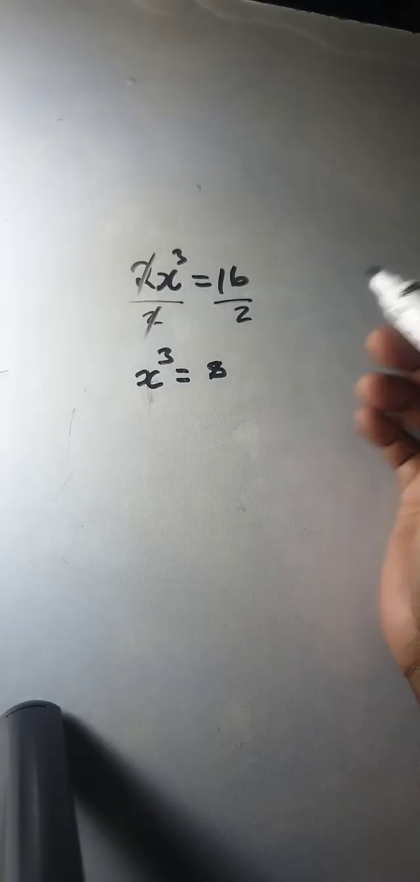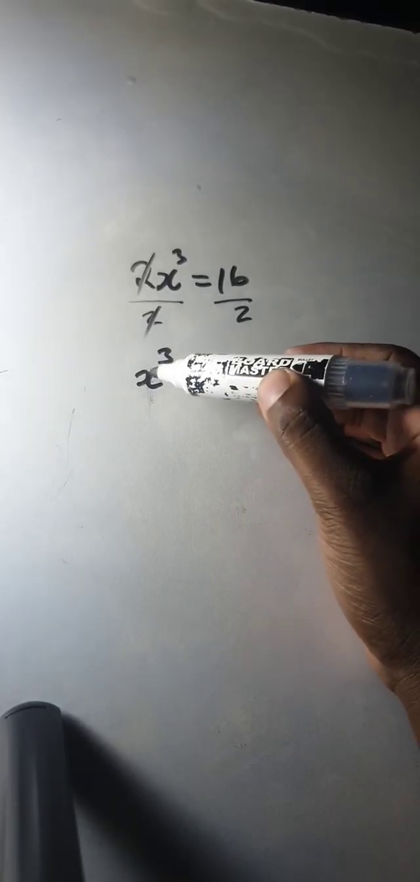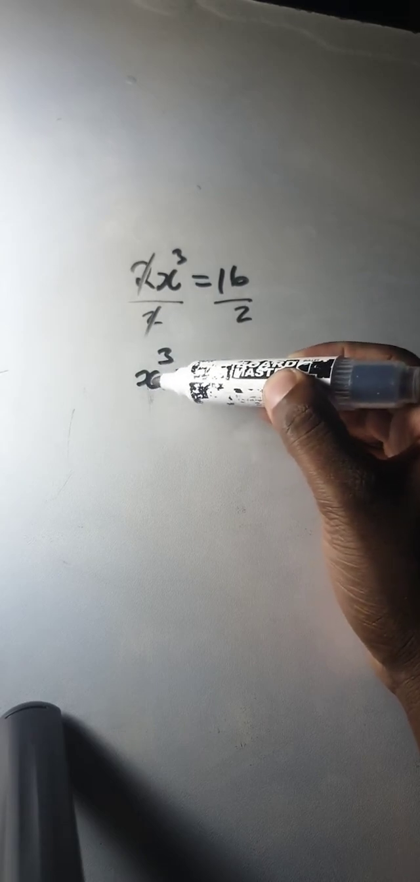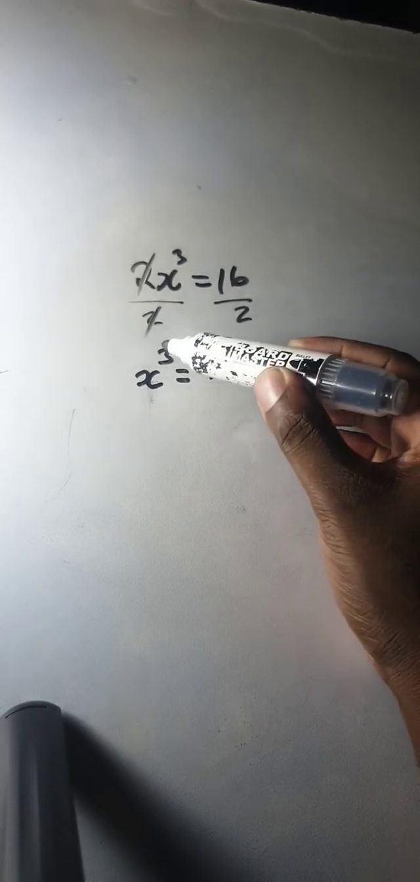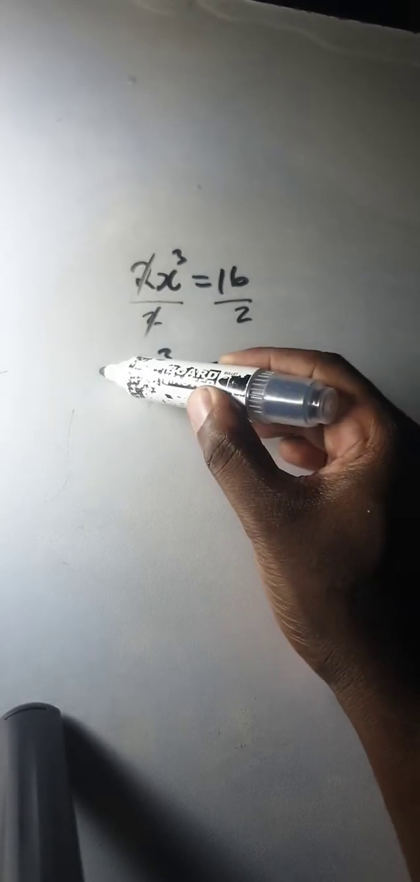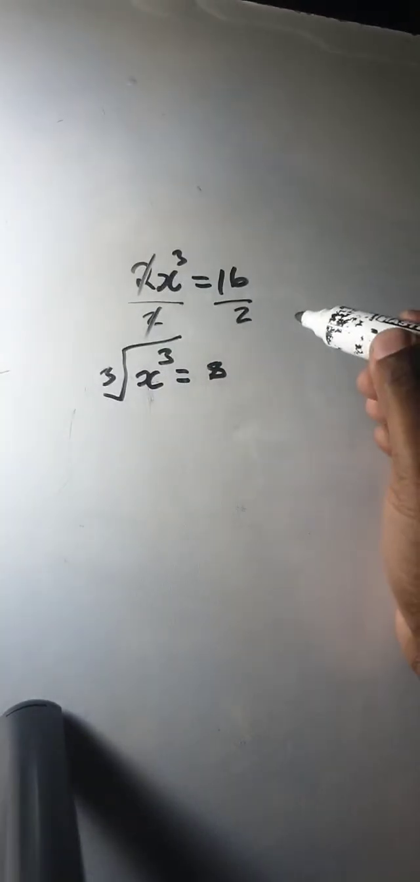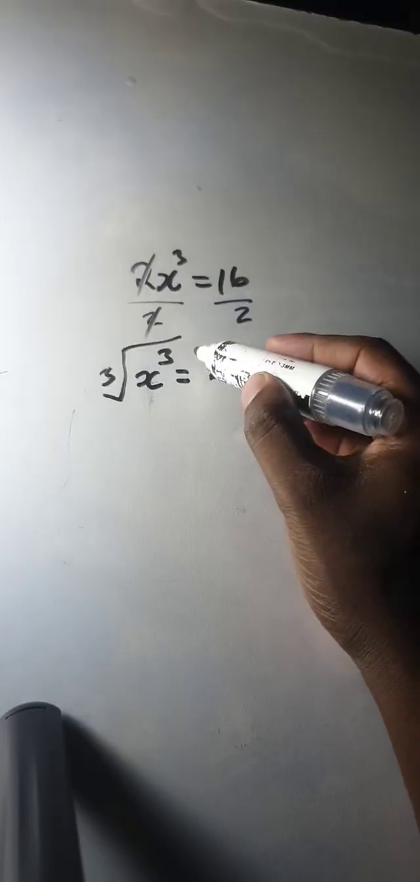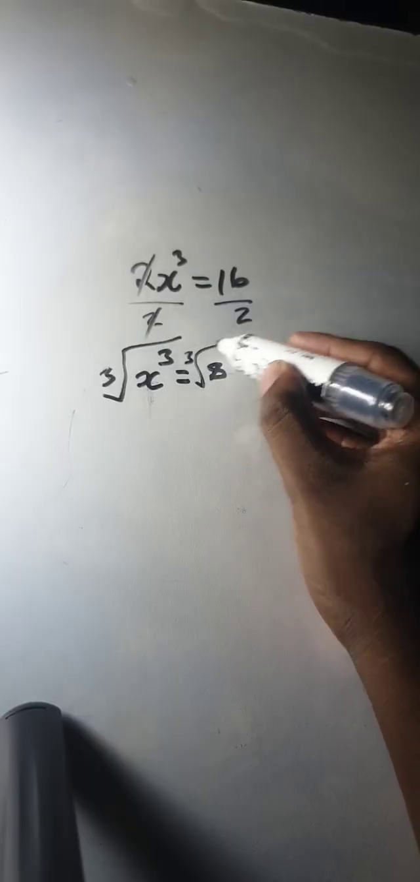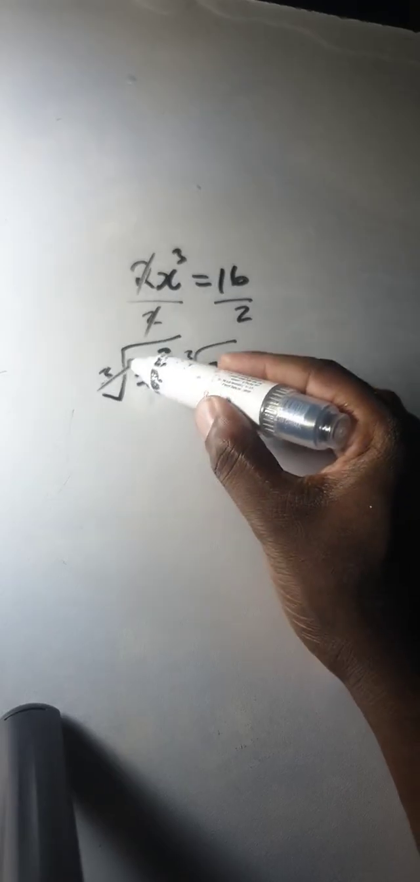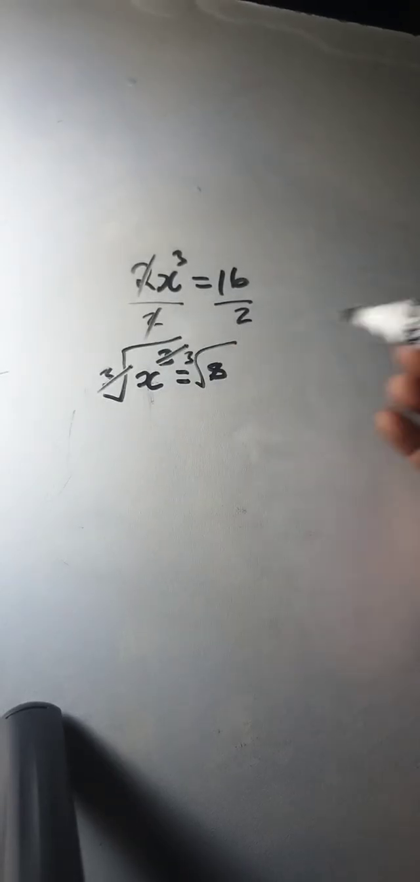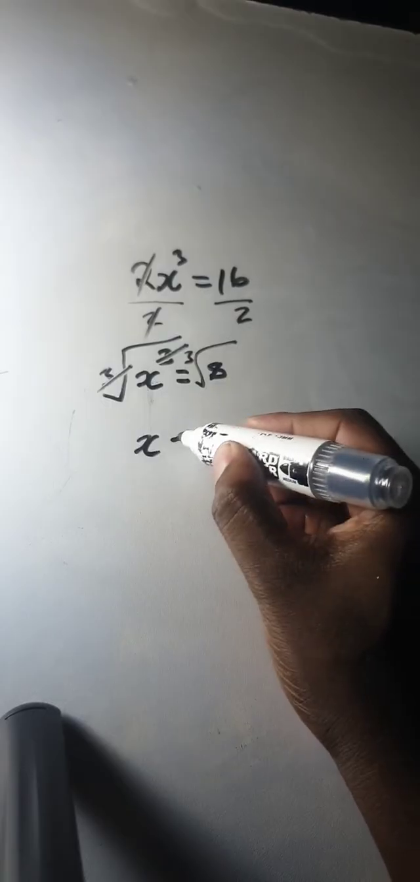Now we need to find only x alone. For us to get rid of that power 3, we cube root. If it was a 2, we would have square rooted. So we cube root both sides, so that the cube root and the cubed cancel out, and we remain with x equal to.